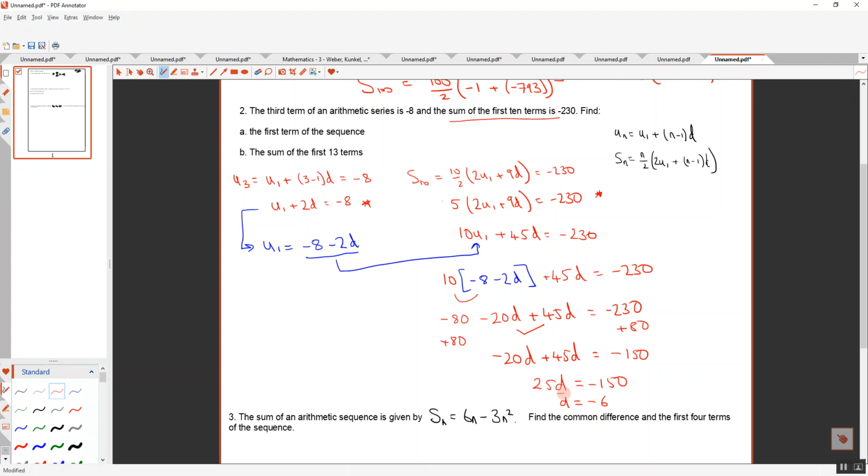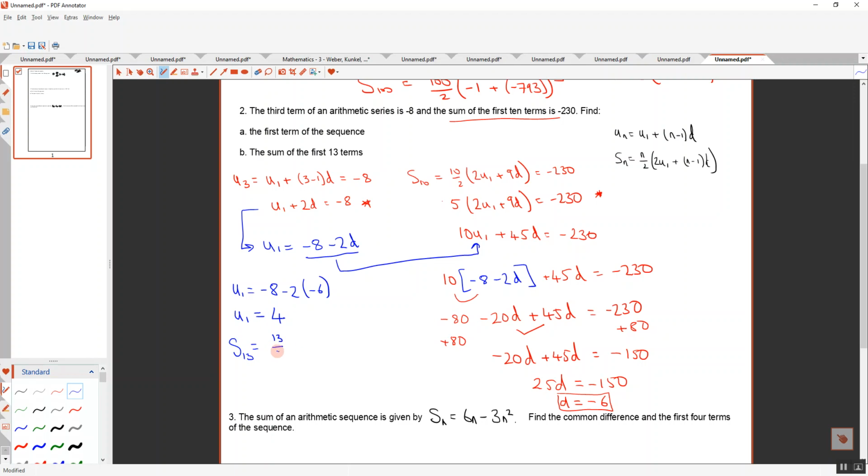You didn't get that, Greg, did you? Yes. You did, okay, good. So d is negative 6. Now we want the first term. Is that okay so far? I'll stop there for a second. All right, so substitute d into this equation. Good stuff. Whack that into the calculator. I get 4 out, so 4 is my first term, and then the sum of the first 13 terms.